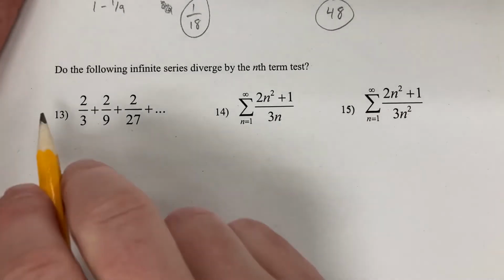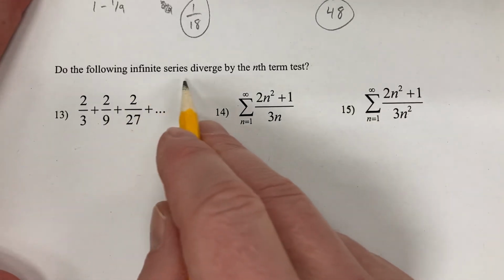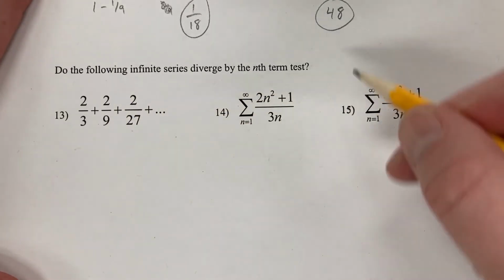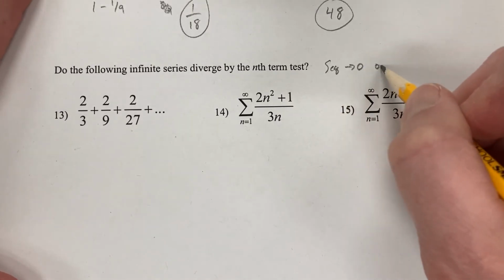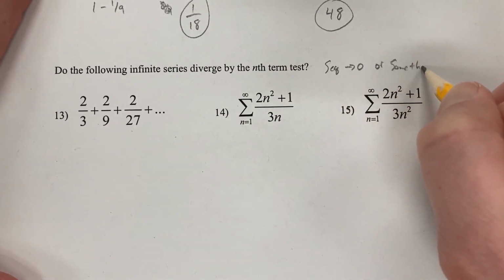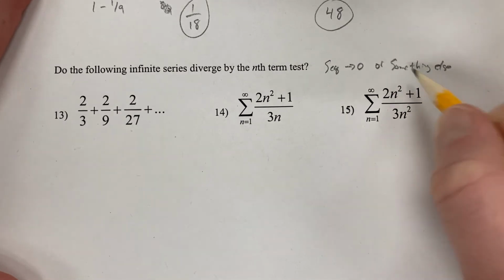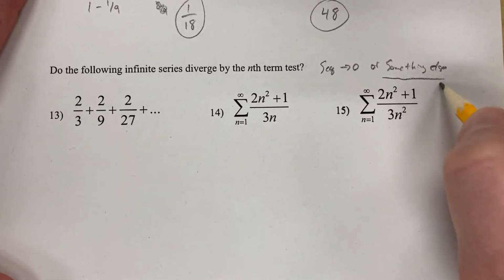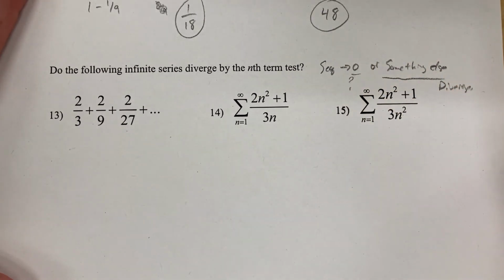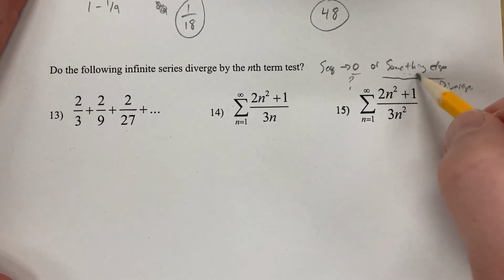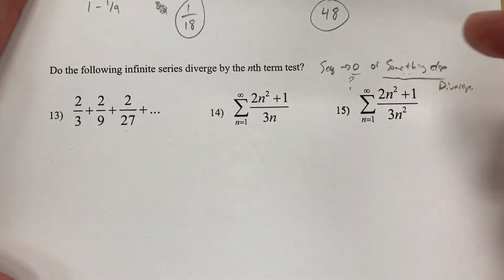Then 13, 14, 15 wants to know, do these diverge by the nth term test? In other words, does the sequence go to 0 or something else? If the sequence goes to something else, then it diverges. If it goes to 0, we don't know. We need more information. But if we know the sequence doesn't go to 0, then by nth term test we can say this diverges.